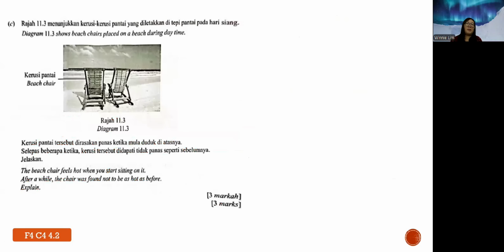Okay, then diagram 11.3 shows a beach chair placed on the beach during daytime. The beach chair feels hot when you start sitting on it, but after some time you don't feel as hot. Why? Explain. Okay, so you feel hot initially because the temperature of the chair is higher than you, so you actually need to relate this idea with the thermal equilibrium concept.